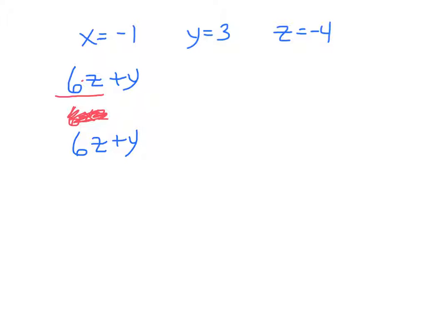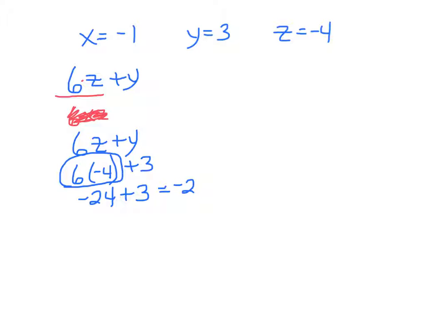So once again, we're going to put in that information that we have. We know that z is equal to -4. So I have 6 times -4, and that's the way I would write it. There's no sign in between the 6 and the -4, which is an understood multiplication, plus 3. Now I'm going to follow the rules for order of operations. I have to do the multiplication first. So 6 times -4 is equal to -24. So I have -24 plus 3. And -24 plus 3, using our rules that we talked about, gives me an answer of -21.